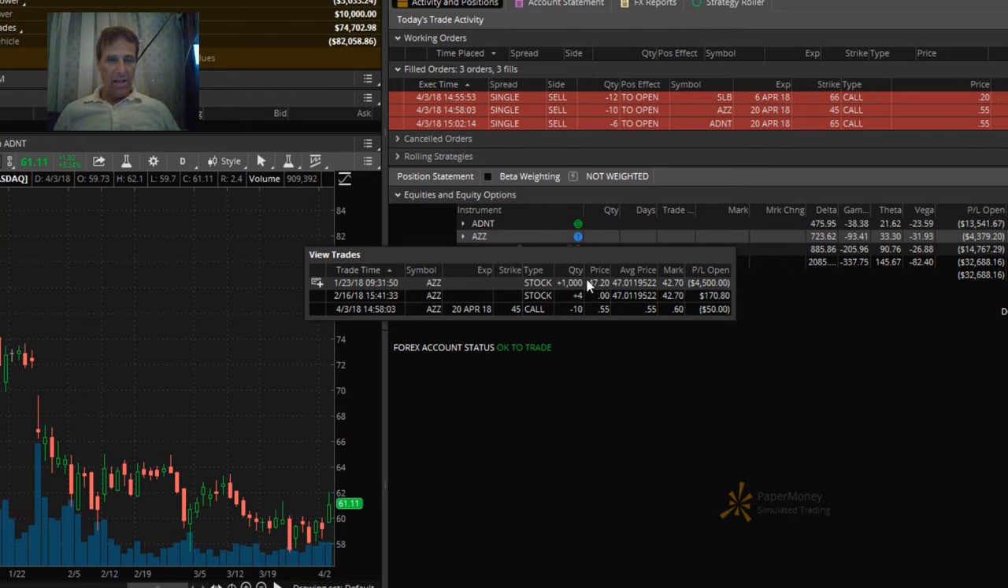We bought 1,000 shares at 47. We collected 4 additional shares as the dividend. So we actually collected the dividend back in February, because we got these at the end of January. So the beginning of February we collected more.